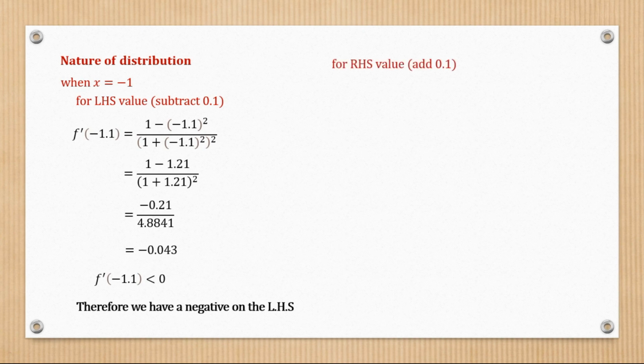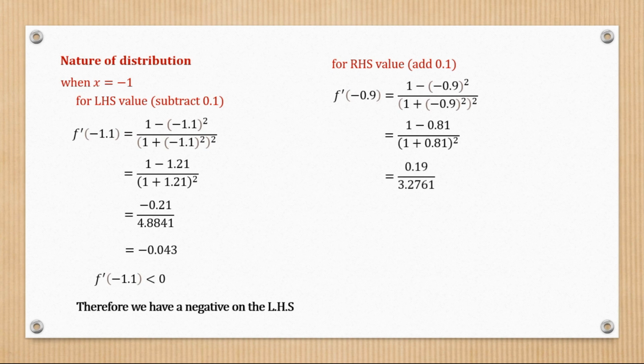Let's look at the right hand side value. We're going to add 0.1 to negative 1, and I'll have negative 0.9. Put that into the equation for the derivative of f(x), and I'll get 0.19 over 3.2761. The answer shall be 0.058, which is positive. So this is greater than 0. Therefore we have a positive on the right hand side.